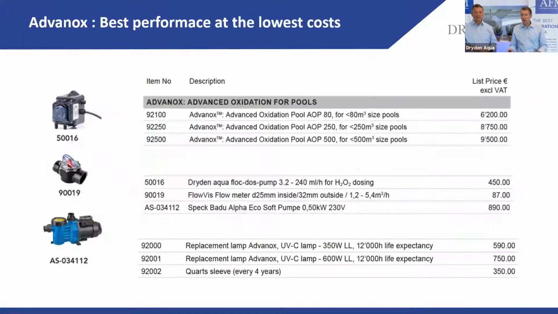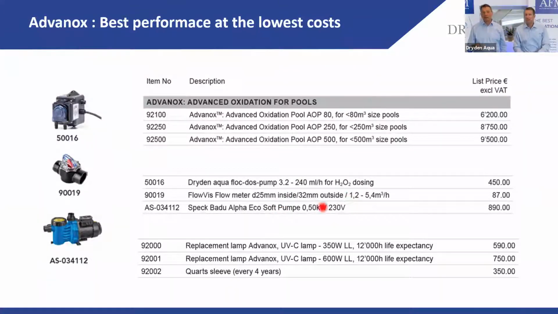So how much does it cost? Here you see about the cost. That's indicative; these are list prices. We have here the AOP 80 for pools up to 80 cubic meters. You can go with this unit also bigger, up to 120. And then for the 250 and for the 500 cubic meter pool, you're below 10,000 euros. You need a small flocculation pump to dose the peroxide, and an extra pump, a bypass pump.